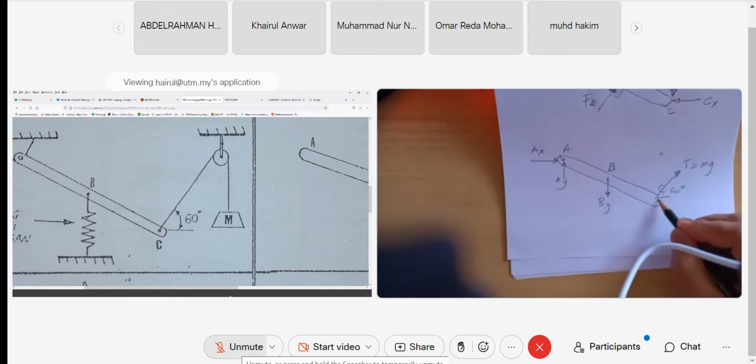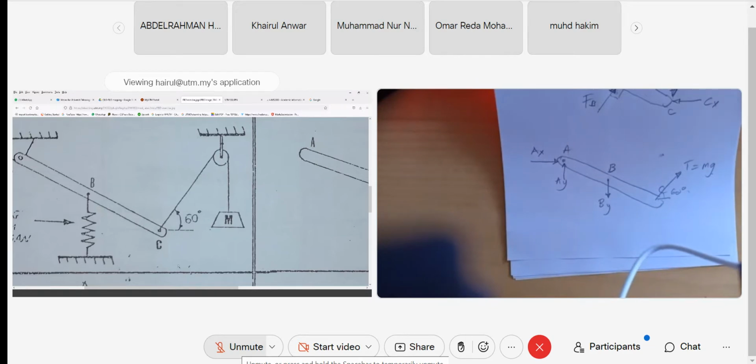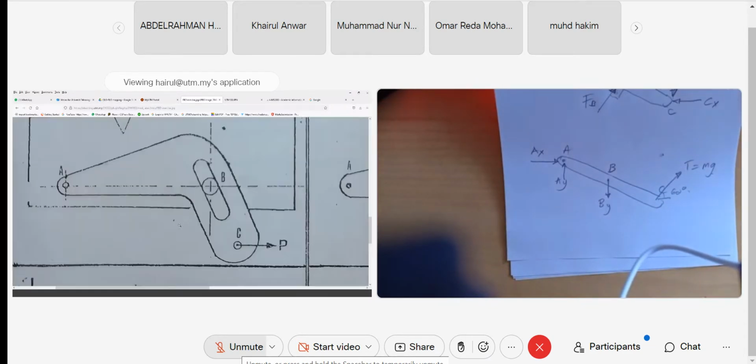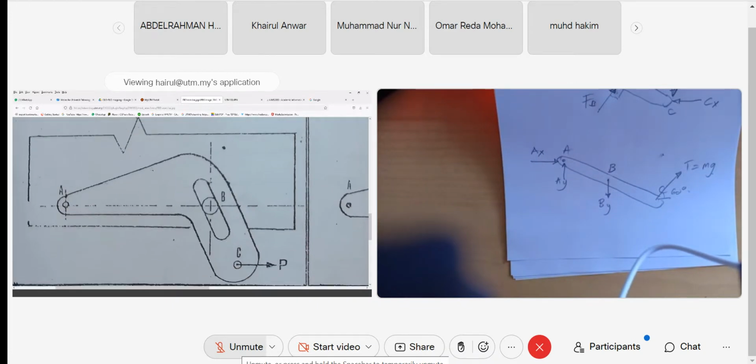What type of stress happens? That we will learn later. That's later. But the important thing is, the first thing is your free body diagram. So what about this one? Quickly. We have a rod like this earlier: A, B, C and so on.